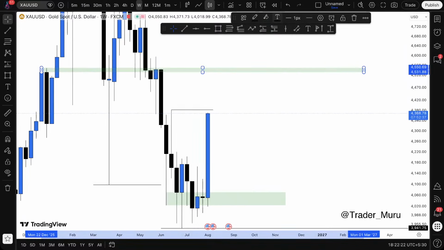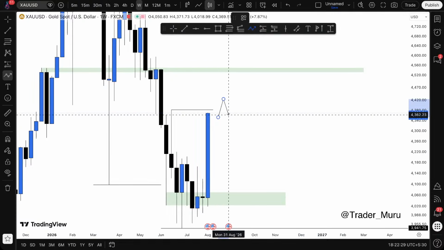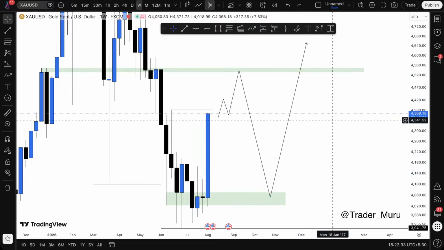From this area, if price wants to go bullish, it will simply close two candles above it, test there, and pump from this area, like this.